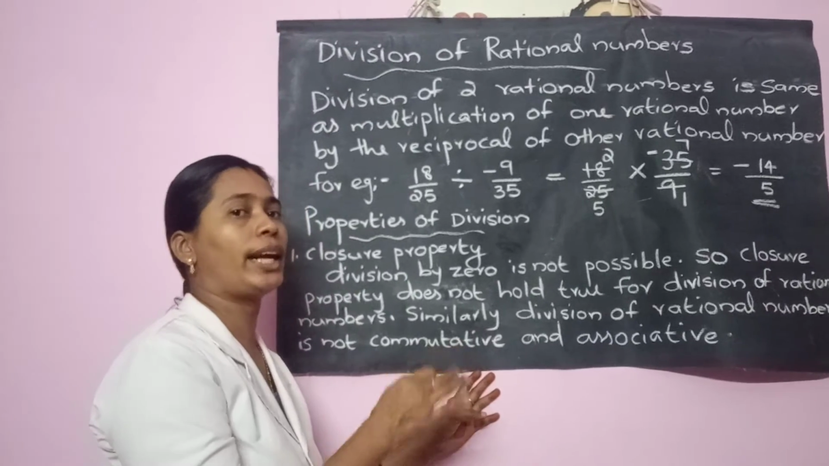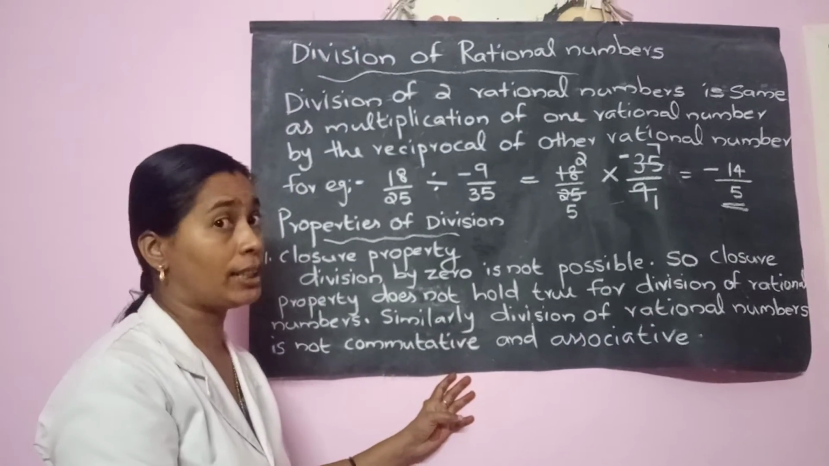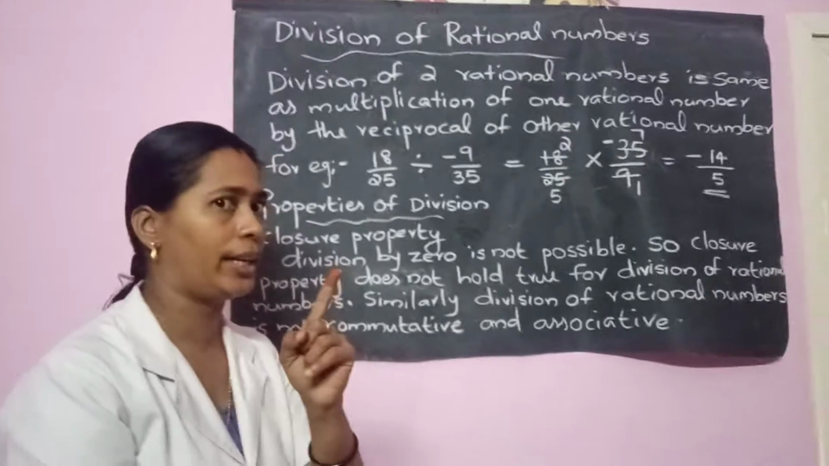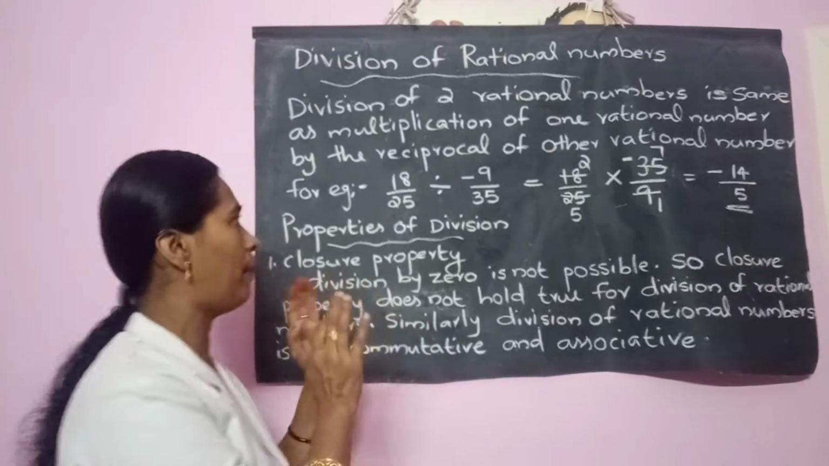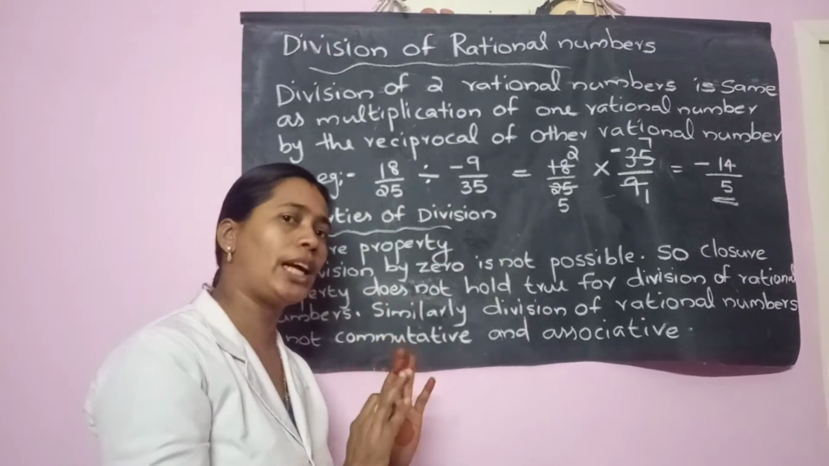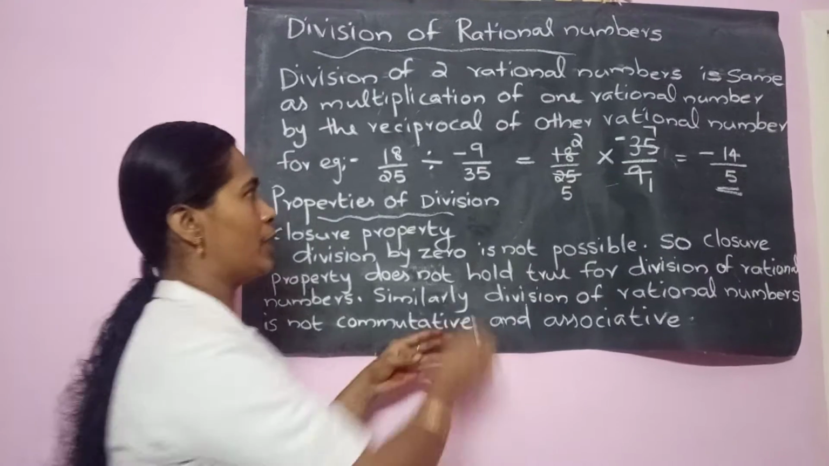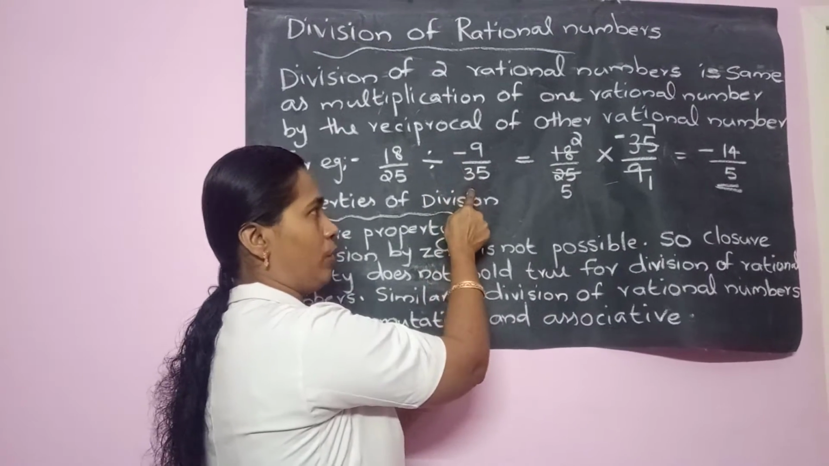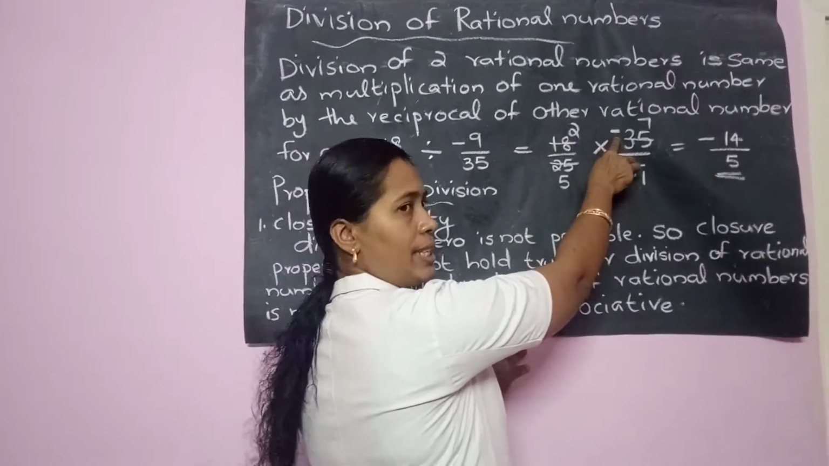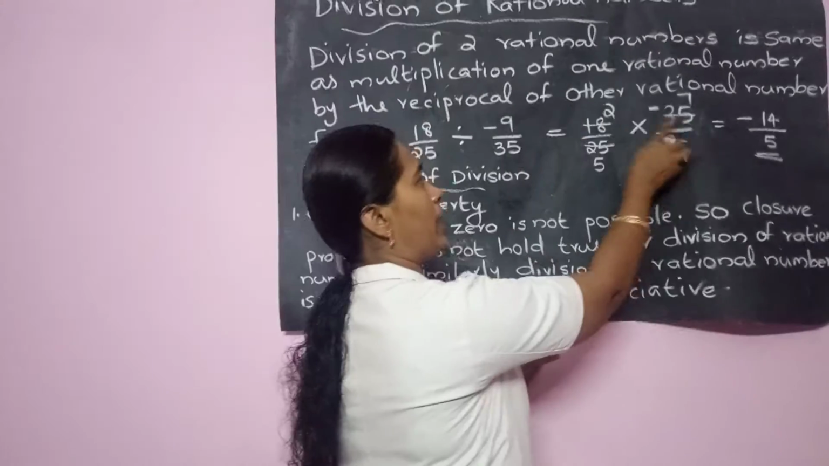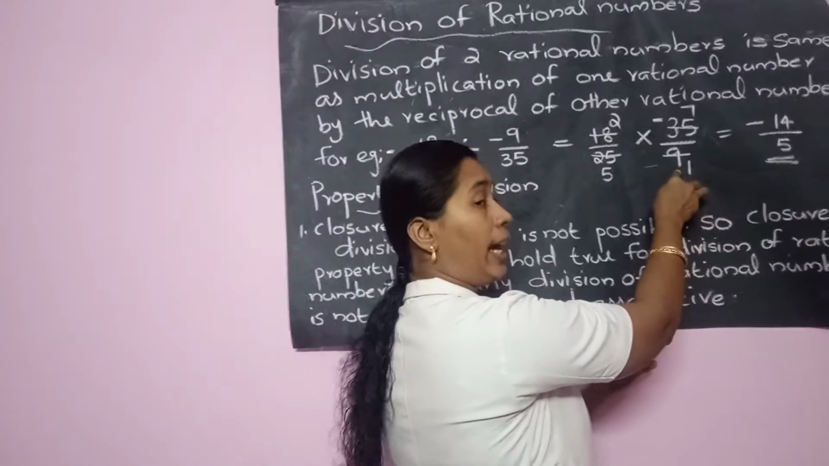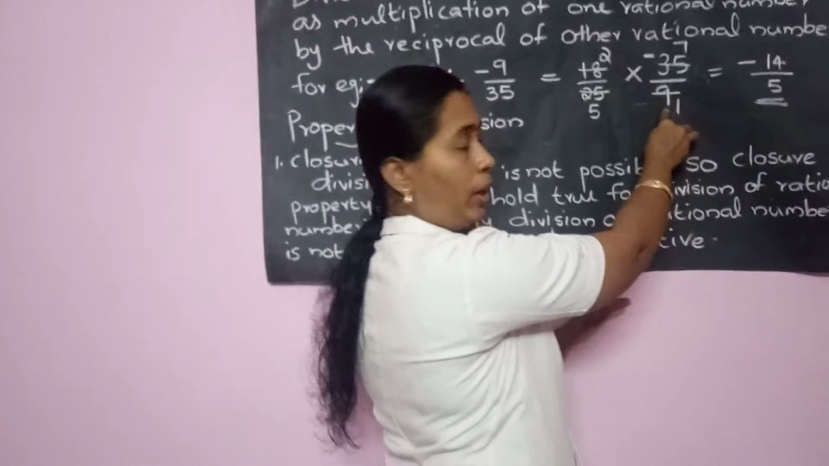What is meant by reciprocal? Interchanging numerator and denominator is called reciprocal, without changing the sign. Sign has no change. If the given number is negative, the reciprocal is also negative. Only the numerator and denominator change places. So this is negative 9 by 35. So the sign is negative itself. And 9 by 35 becomes 35 by 9. And it is called reciprocal.